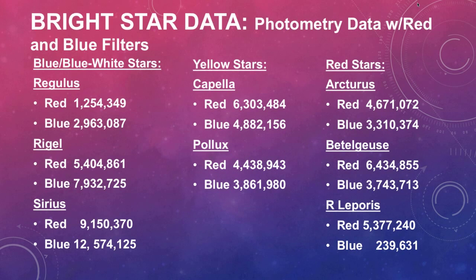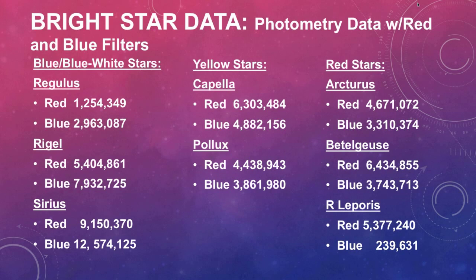And so this is pretty much what you would expect. The blue-white stars had a much higher value through the blue filter. These are astrophotography filters, by the way. And the red stars, much higher values through the red filter, so they were brighter in that wavelength.